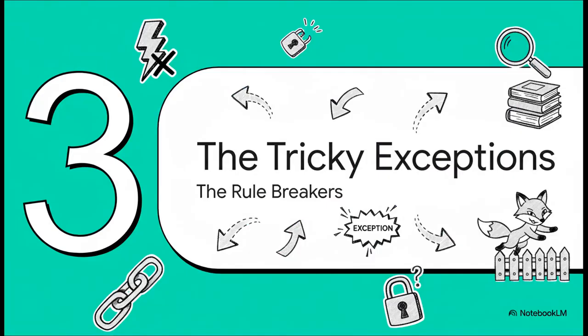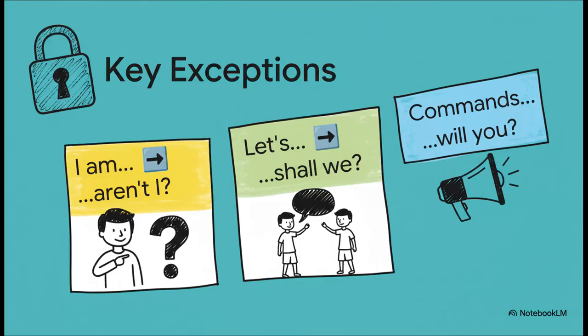Now, of course, this is the English language we're talking about, so there are going to be a few little exceptions to the rule, but don't worry, there really aren't that many, and they're actually pretty easy to just memorize. Okay, so here are the main ones you need to know. For any statement that starts with I am, the tag is aren't I? Yeah, I know it's a little weird, but that's just the way it is.